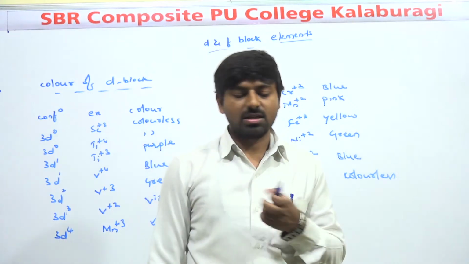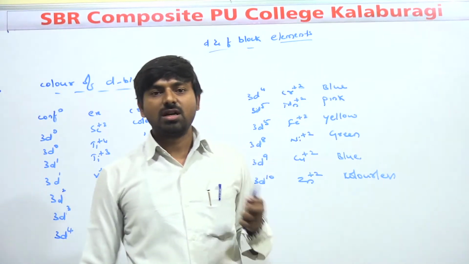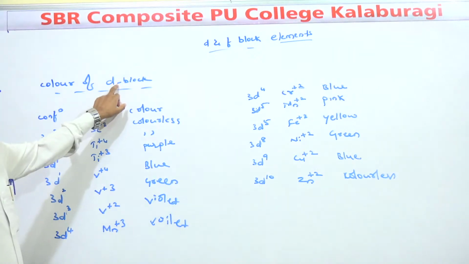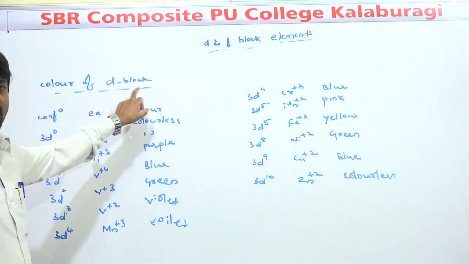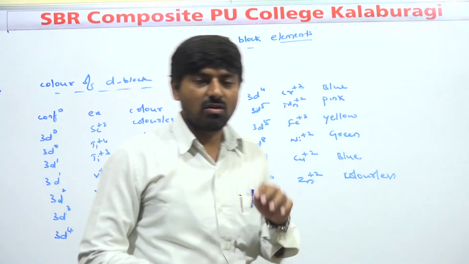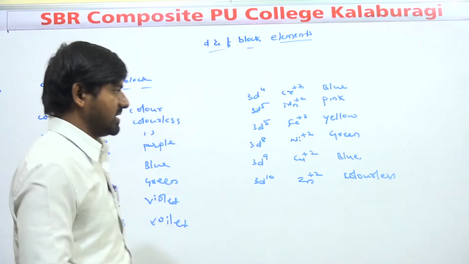See friends, as I said, different chemicals are with different colors. Like my shirt is colorless, this is blue in color, that pen was red in color. In the same way, the elements present in the D block show different colors, either in their neutral state or in any one of their common oxidation states, as I said previously.